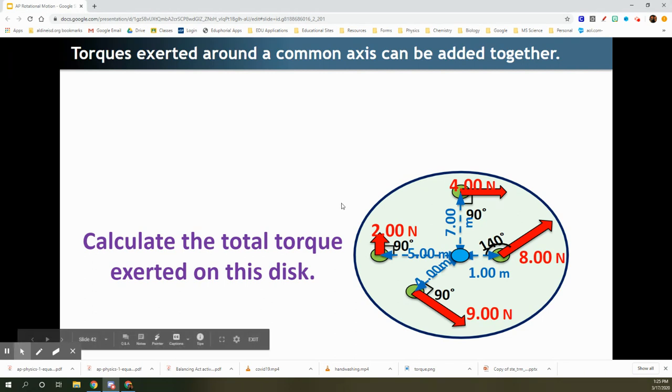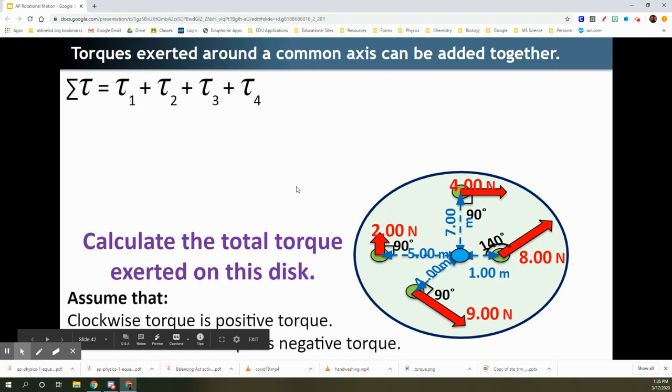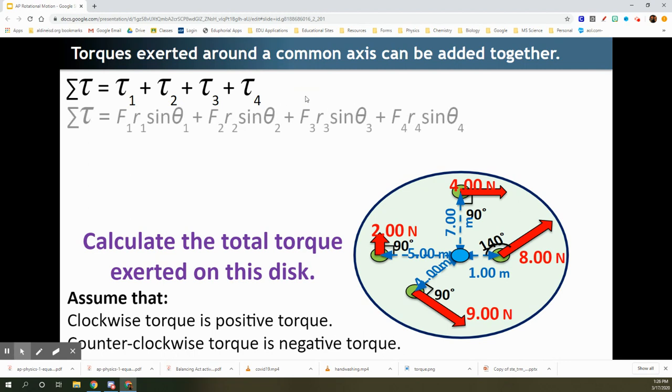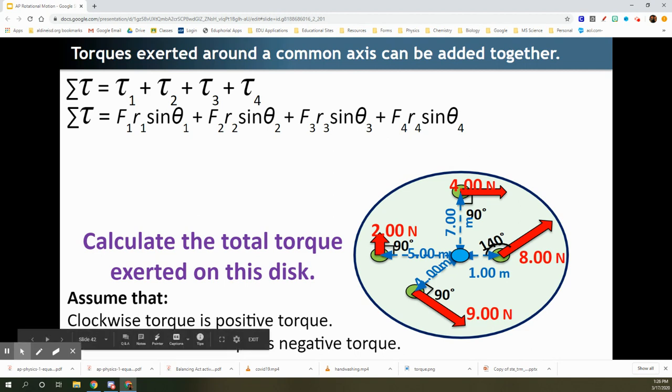So let's take a look here. The sum of the torques, torque 1 plus torque 2 plus torque 3 plus torque 4, we would add all of those together, and we'd have to look at each torque in terms of the equation that was listed. Force times radius times sine of the angle.